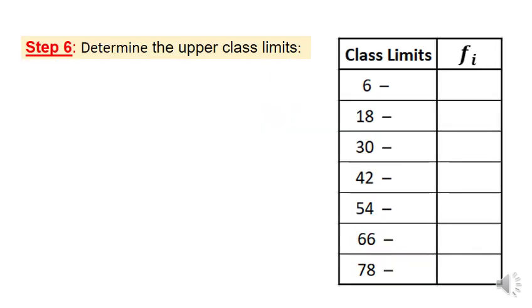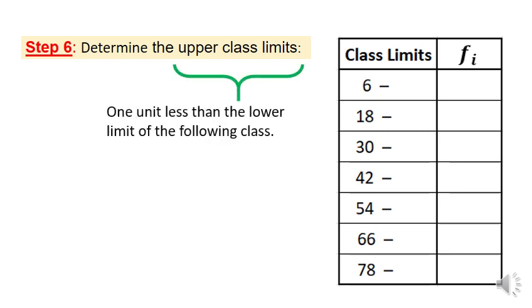Next, we need to determine the upper class limits. These are going to be 1 unit less than the lower limit of the following class. So the second class starts at 18, which means that the first class is going to end at 17. The third class starts at 30, so the second class is going to end at 29. And you can do this for all the remaining classes.